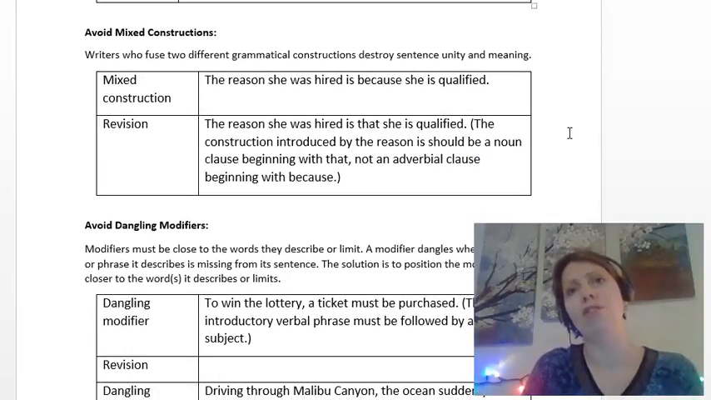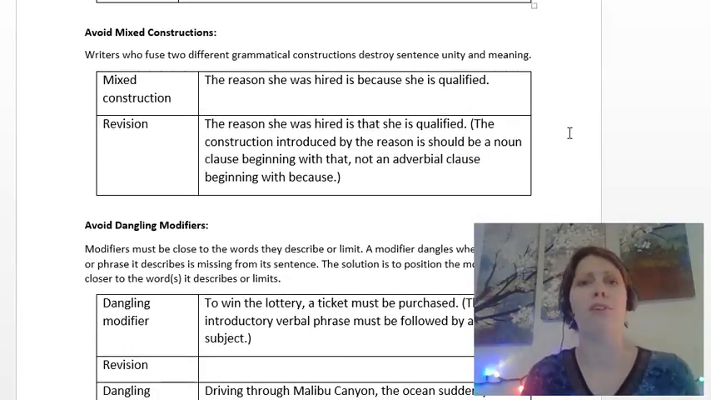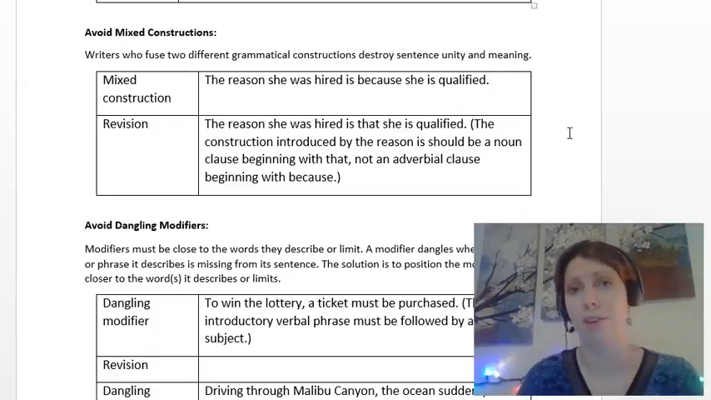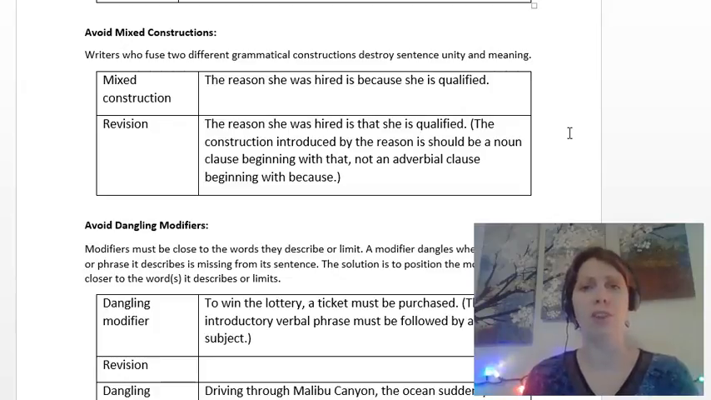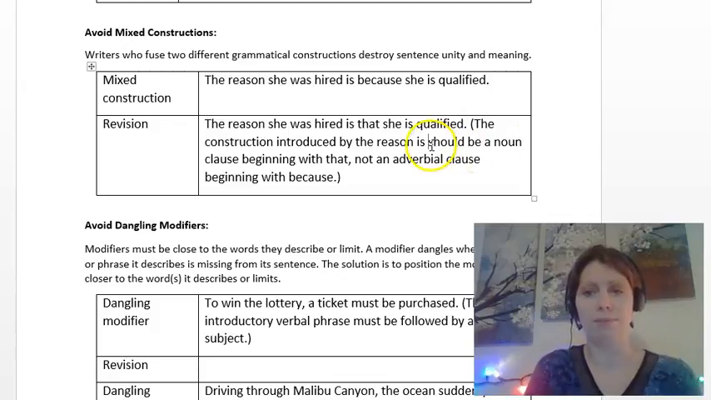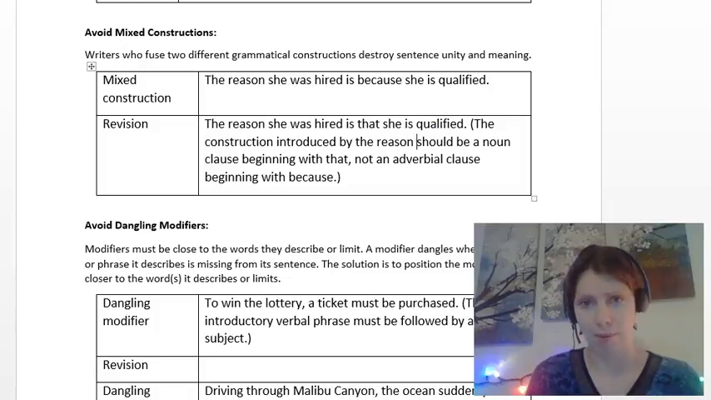Here's a look at mixed constructions. So writers who fuse two different grammatical constructions can destroy the sentence unity and its meaning. So an example of a mixed construction is: the reason she was hired is because she's qualified. Okay, the revision: the reason she was hired is that she was qualified. This construction, or the construction introduced by the reason, should be a noun clause beginning with that, not an adverbial clause beginning with because.